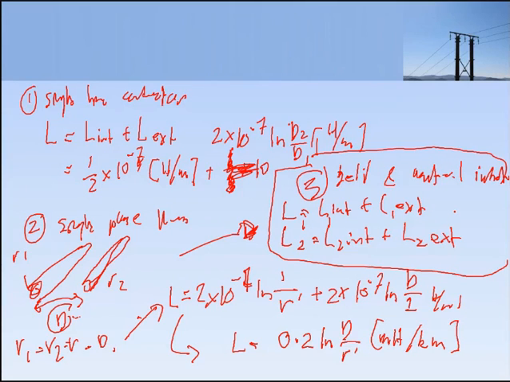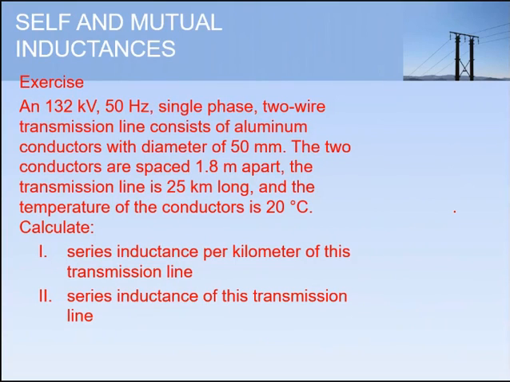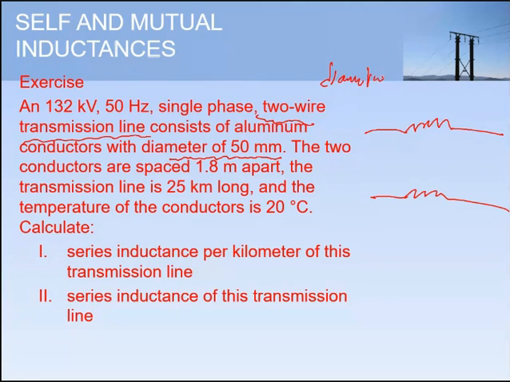Okay. Kita ada dalam 12 minit. Jom buat ni. Okay. Exercise: 132 kV, 50 Hz, single phase, 2 wire transmission line. So maksudnya kita dah dapat agak lah, dia berupa begini. Then of aluminum conductors with diameter of the 50 mm. So ni dia tulis sini adalah diameter lah. Okay, dia dalam diameter. So diameter sini adalah 50 mm.